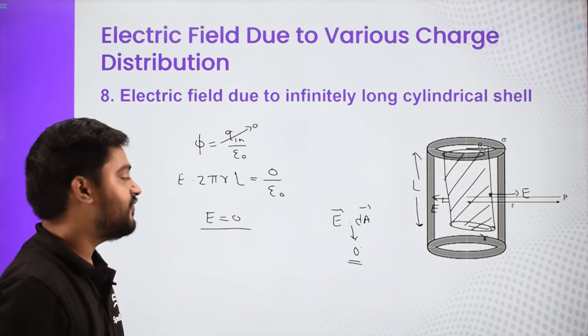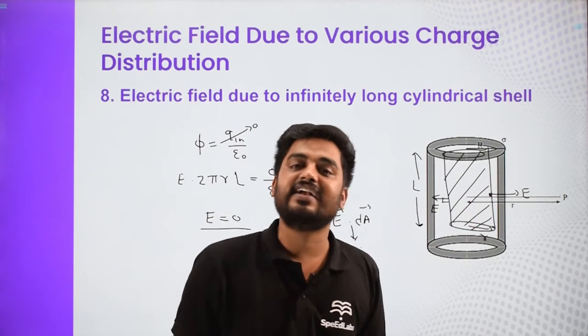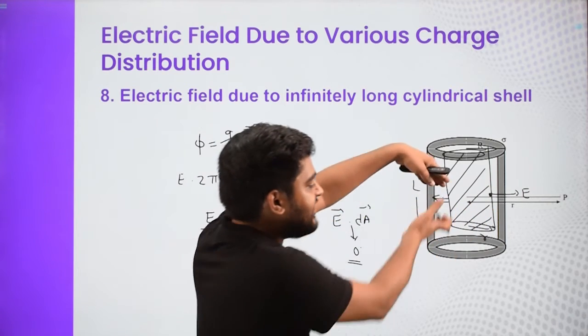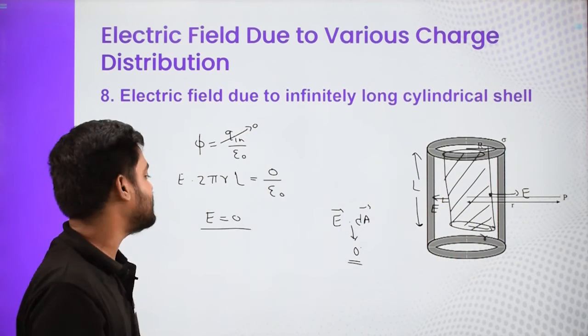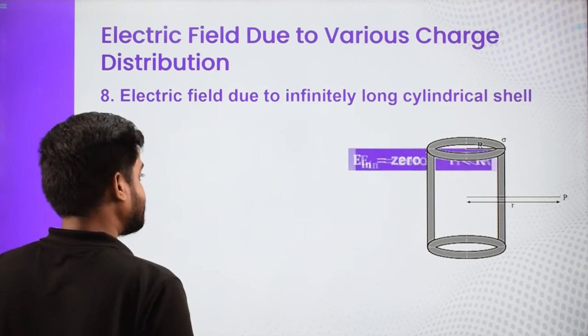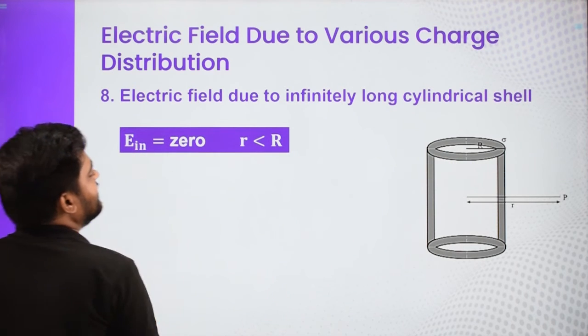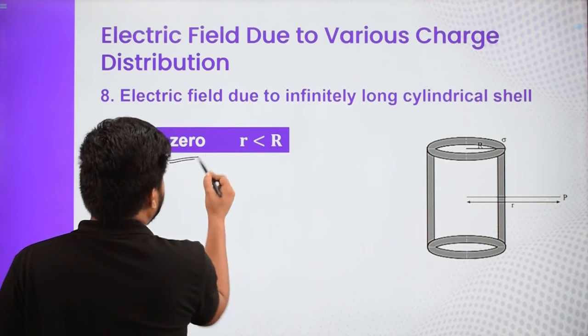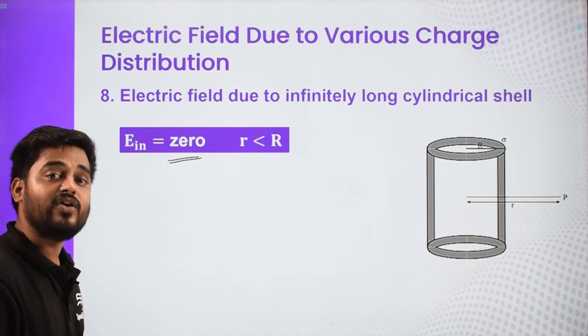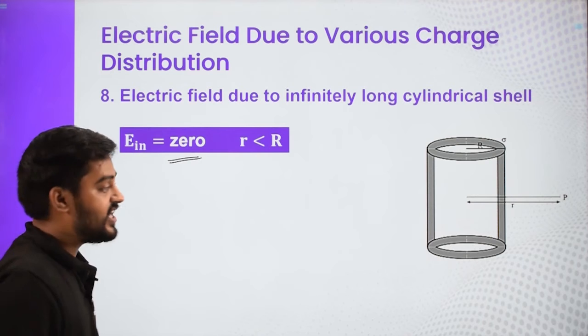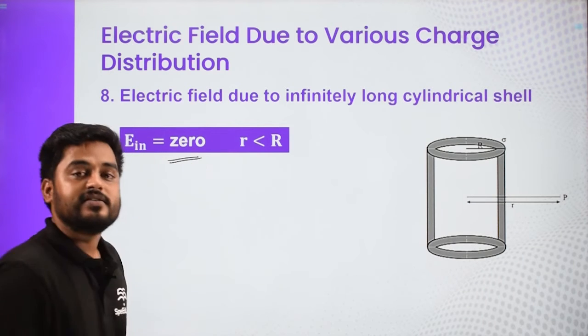So the electric field for a point lying inside a cylindrical shell, which is infinitely long in both directions, is 0. So this is the electric field for a point lying inside an infinitely long cylindrical shell, and the field is going to be 0.